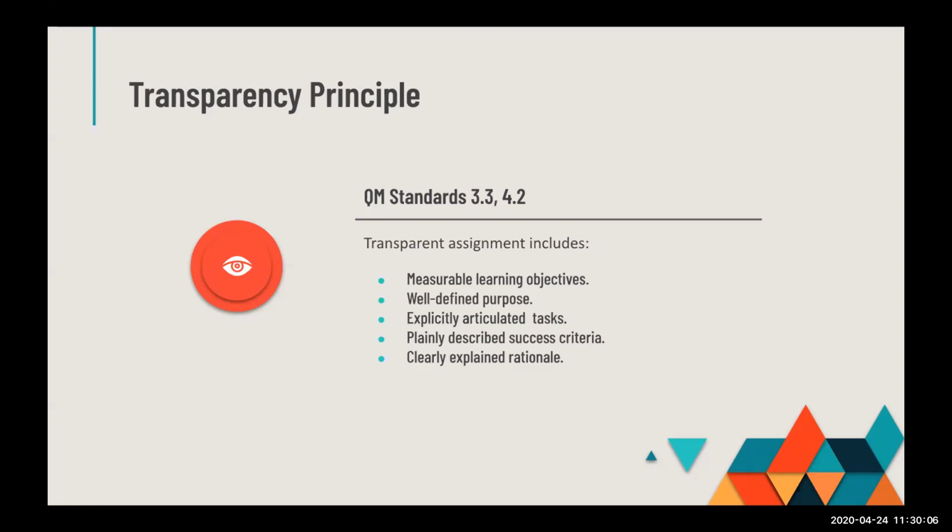Third, we might want to make sure that we explicitly articulate the tasks that need to be performed, as well as the steps that need to be followed to successfully complete the assignment. And fourth, we need to plainly describe success criteria that will be used to evaluate students' work. We can do that by providing rubrics, checklists, and anything that can be used to explain how their assessment or their projects would be assessed.